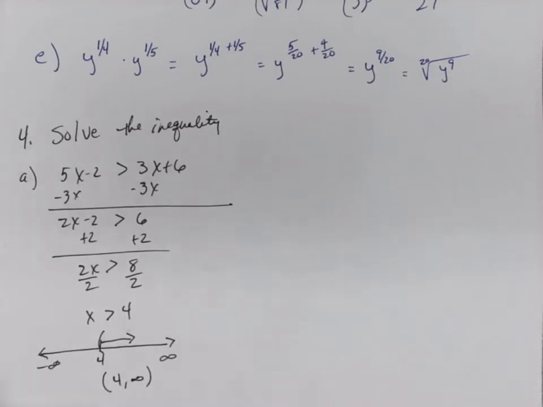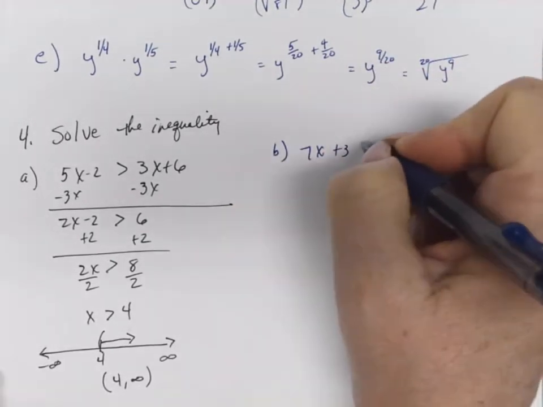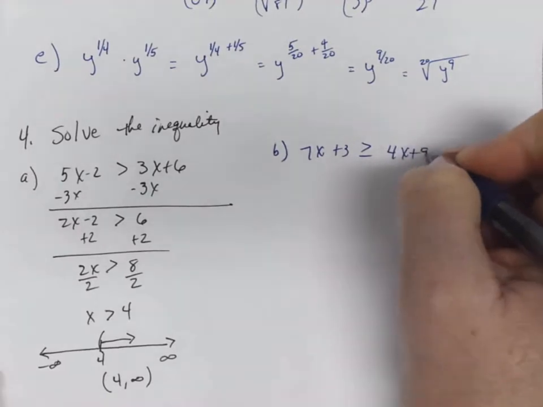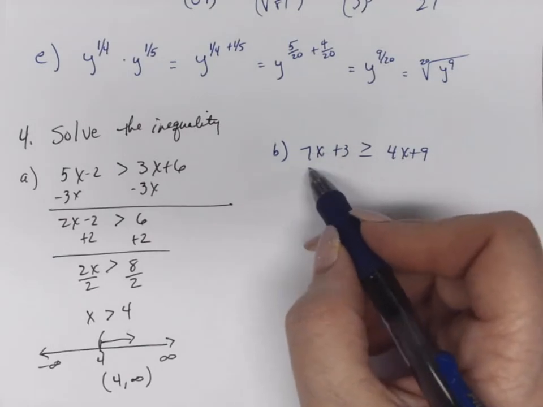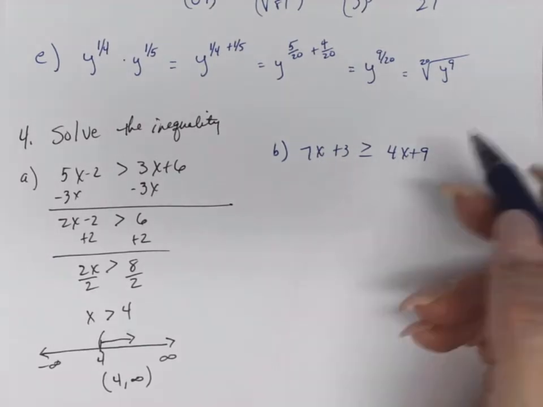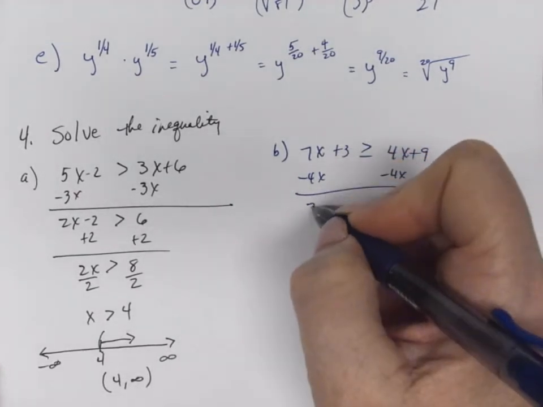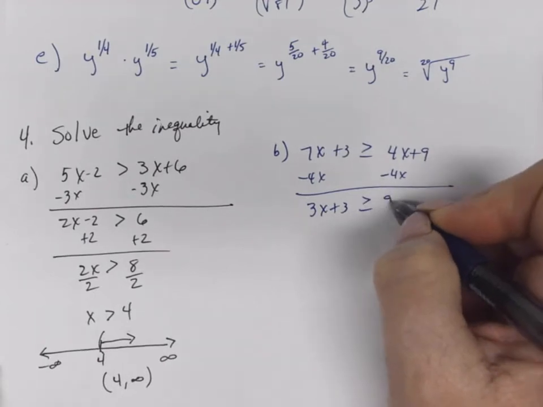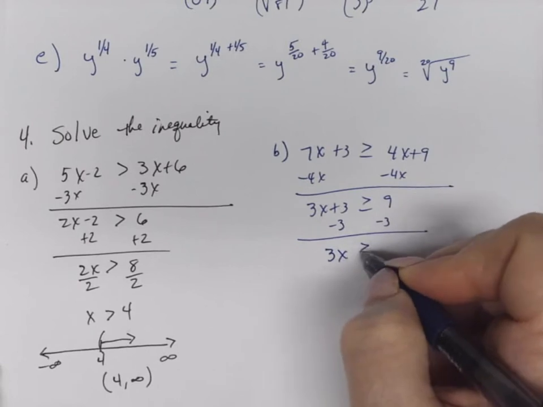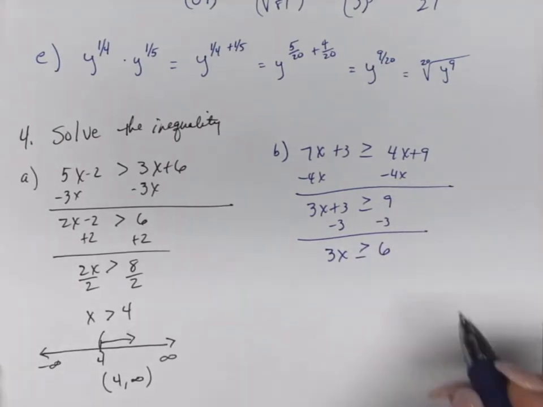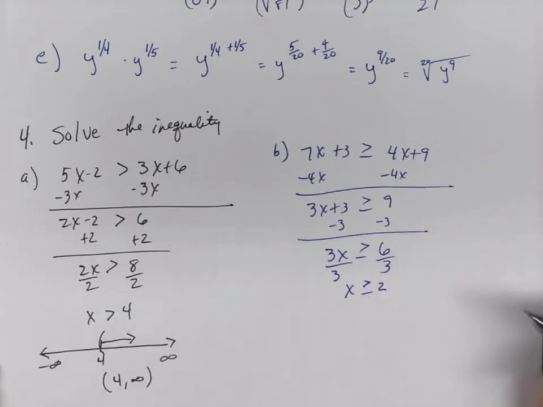All right, let's look at another one. So if we have 7x plus 3 greater than or equal to 4x plus 9. So again, when I'm looking at this, I have more positive x's on the left side than the right, so I'm going to move my x's over. That'll leave me with 3x plus 3 greater than or equal to 9. Subtract the 3. 3x is greater than or equal to 6. Divide by 3, and x is greater than or equal to 2.